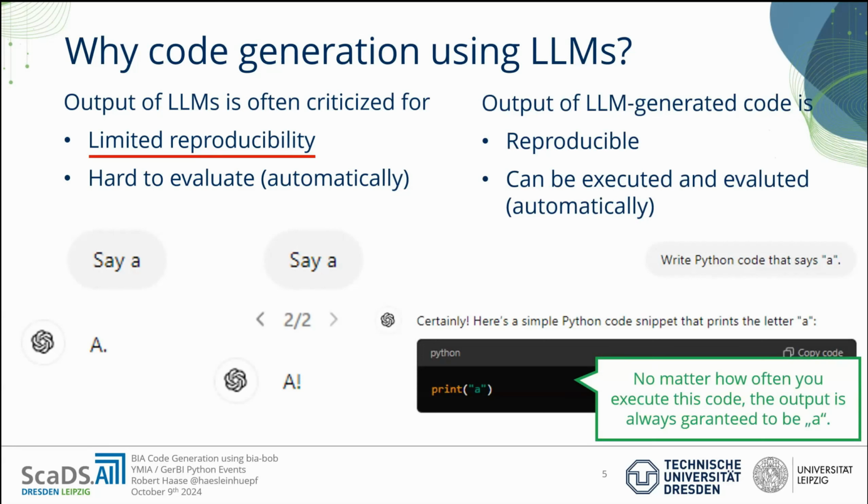You see it here on the bottom. And no matter how often you execute this code, the output is always guaranteed to be A. So to be clear, I would not say that the code should be regenerated by the language model. I would say you ask a language model to produce code. You can then also by yourself modify this code to be absolutely picture perfect.